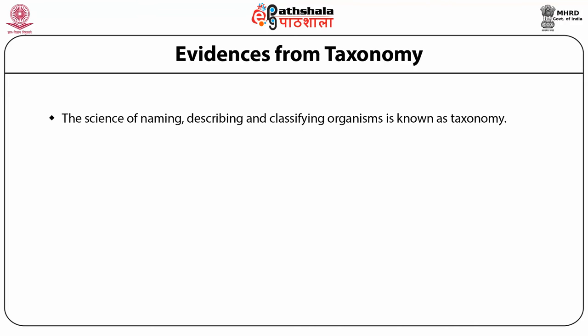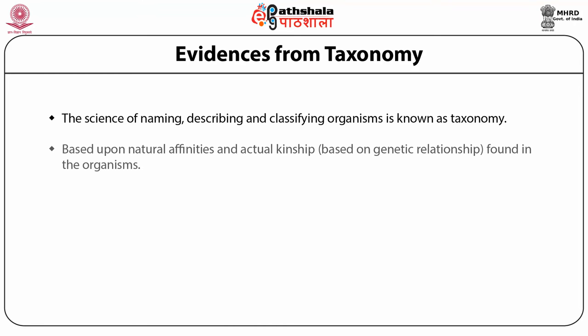Classification started as an artificial system of cataloging innumerable living organisms, as a librarian classifies and catalogs books. It developed into a natural system based upon natural affinities and actual kinship found in the organisms. It was devised by Linnaeus. It is therefore concluded that resemblances in animals are because these have arisen from a common stock, and differences in them are chiefly due to adaptation to different types of environment.